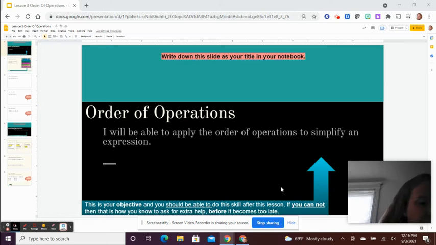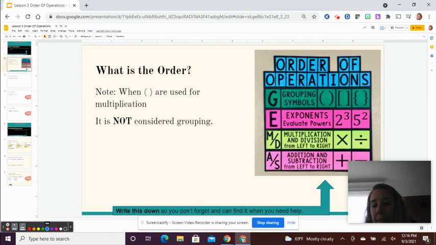So now we're going to do order of operations, which some of you know very well. Others might need a little refresher. Okay. So one thing that I see, it's a common misconception, even amongst some math teachers.